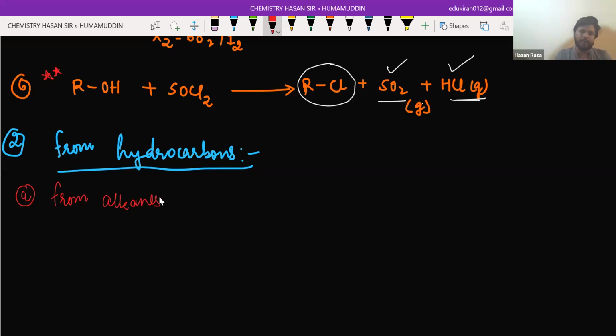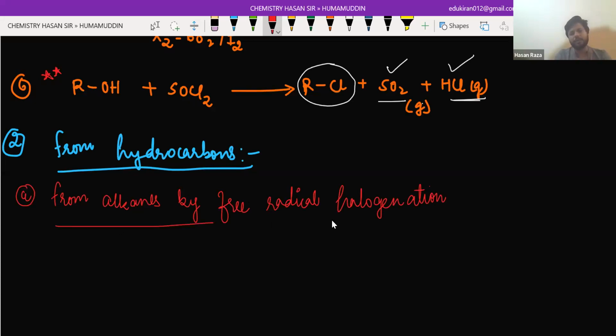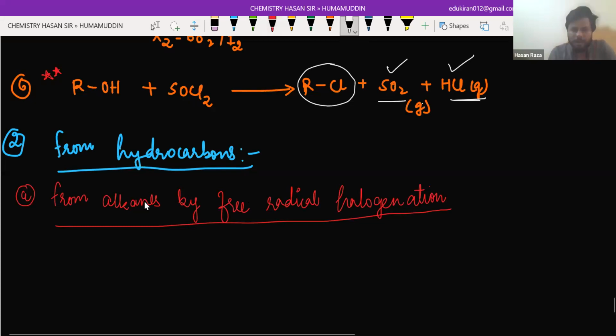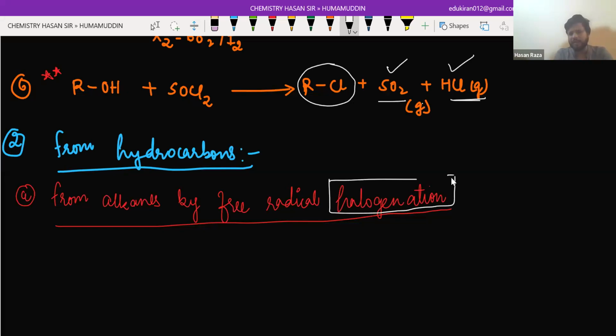alkanes by free radical halogenation. From alkanes by free radical halogenation. So basically, this is the subpart of hydrocarbon. Now it's very easy. You have already studied this halogenation reaction in class 10th as well, and class 11th as well.